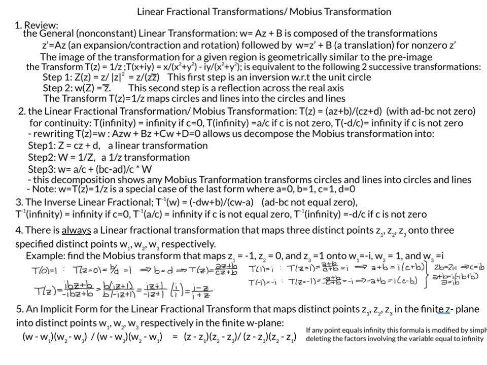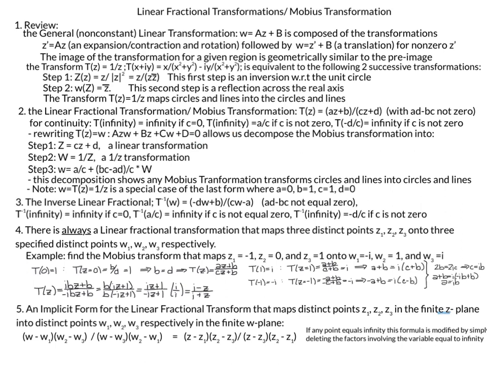That said, we're ready to review what we have covered. First, we reviewed linear transformations as well as the transformation T of z equals 1 over z. And then we covered the linear fractional transformation, or Mobius transformations, which is of the form T of a complex number is equal to (az plus b) over (cz plus d). And you'll see the numerator and denominator are linear, hence the name linear over here, and they are fractions, hence the name fractional.